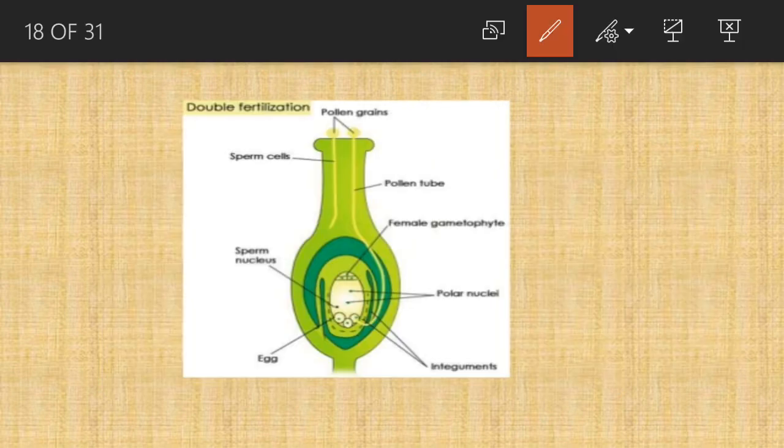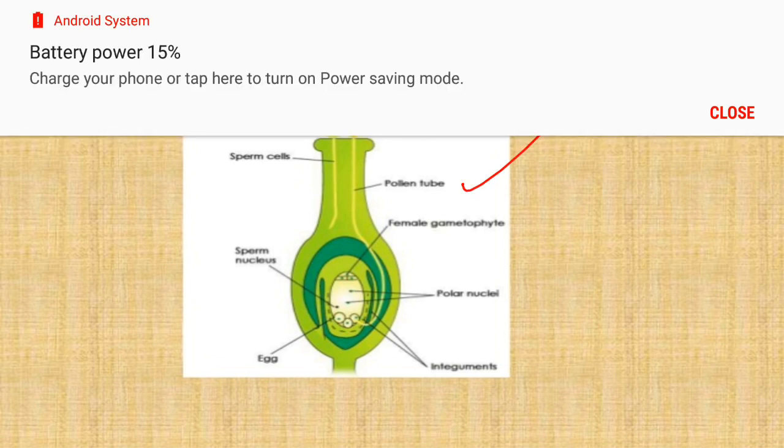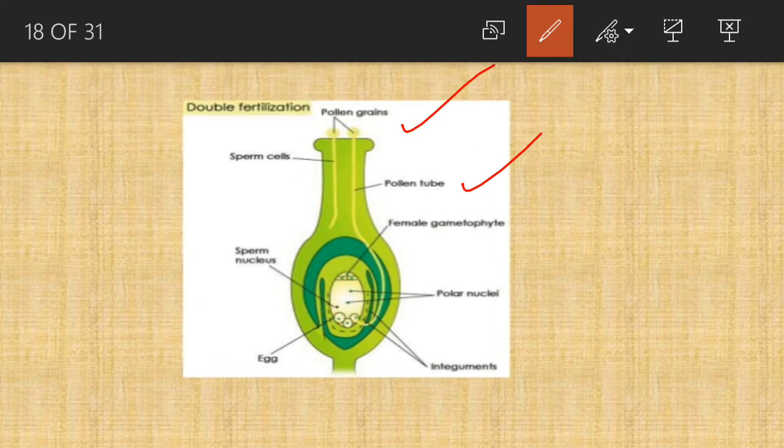Now this is a diagram of a longitudinal section of the ovary showing the process of fertilization. These are the pollen grains and they are forming the pollen tube. It contains the male gametes as well as the vegetative cell. One of the male nuclei will fuse with the egg nucleus and the other one will fuse with the polar nuclei. This structure is the embryo sac covered by the integuments, and this is the ovary, and this is the style, and this is the stigma.